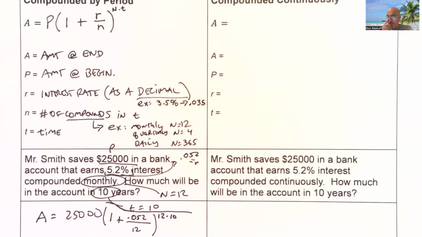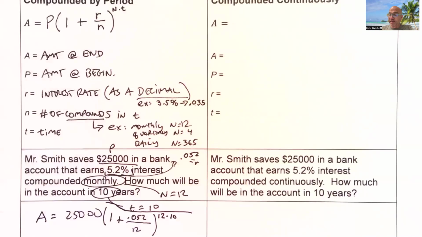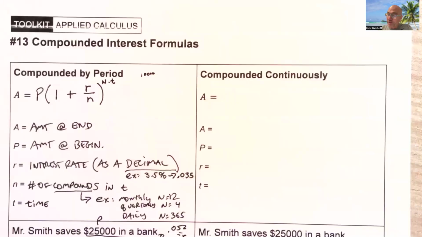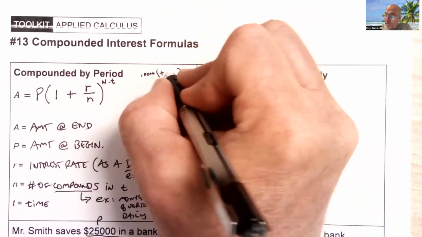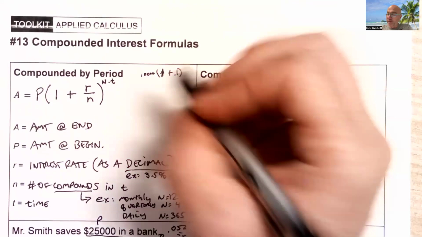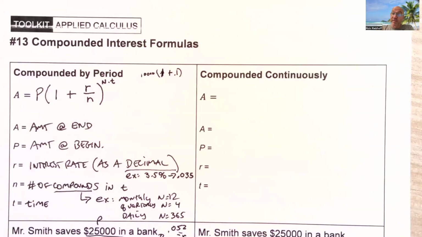Incidentally, I know some of you are wondering why this 1 is here. The idea is this. Let's say I had $10,000 and I had just one compound. So this would be 1 plus 0.1 over 1. Let's say at the end of the year, I put 10,000 in the bank, and they gave me 10%, right?